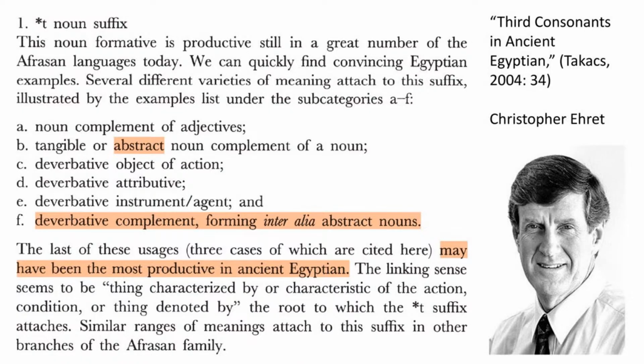He says that it is a noun complement of adjectives. It is a tangible or abstract noun complement of a noun, a deverbative object of action, deverbative attributive, deverbative instrument, agent, and deverbative complement, forming inter alia abstract nouns. The last of these usages, 3 cases of which are cited here, may have been the most productive in ancient Egyptian. And so when you have a T suffix, it can make a verb into an abstract noun, or it can make a noun into an abstract noun, right?